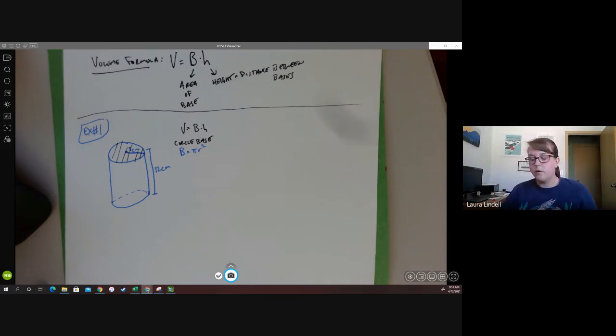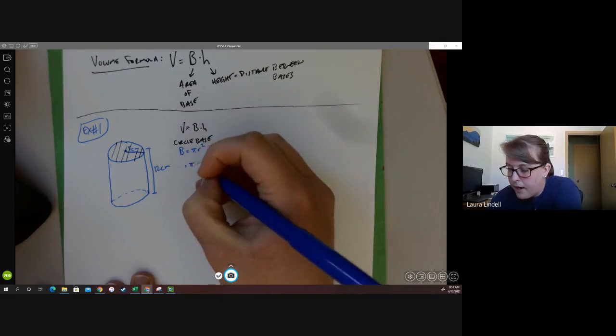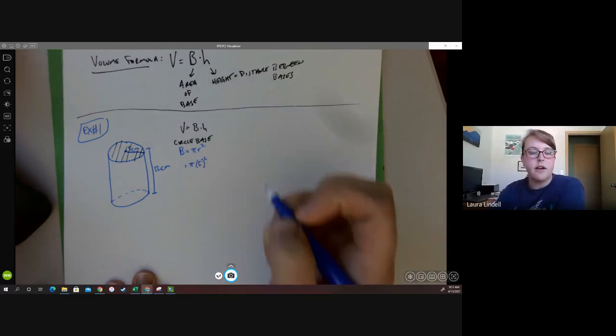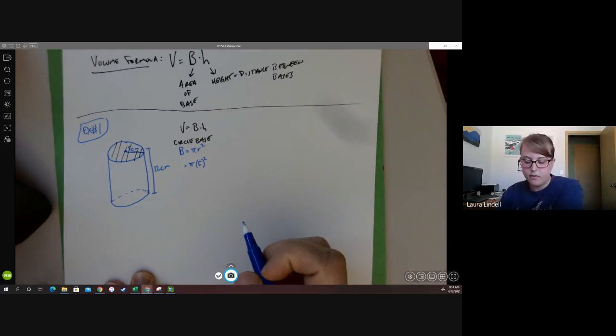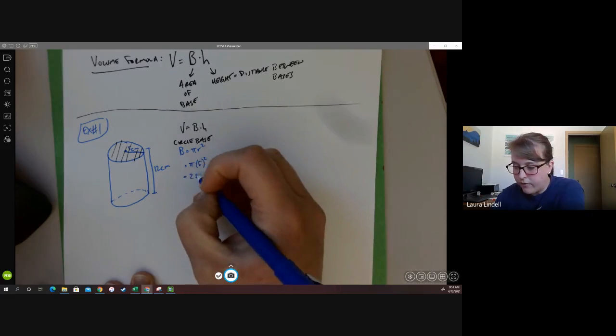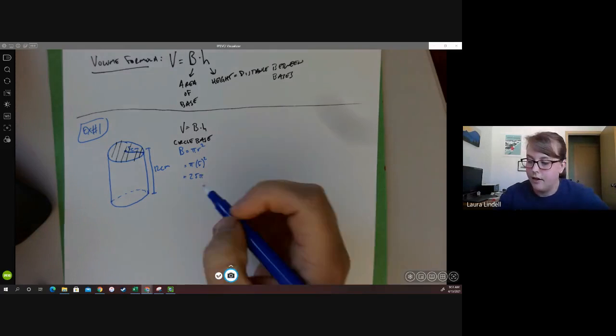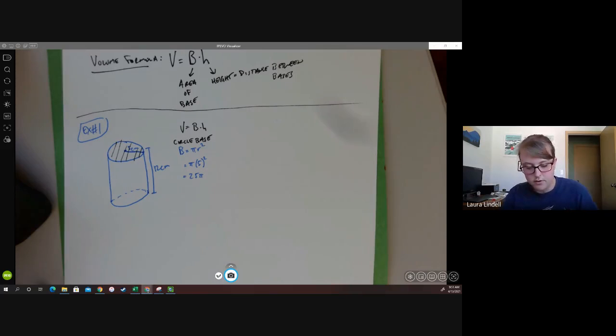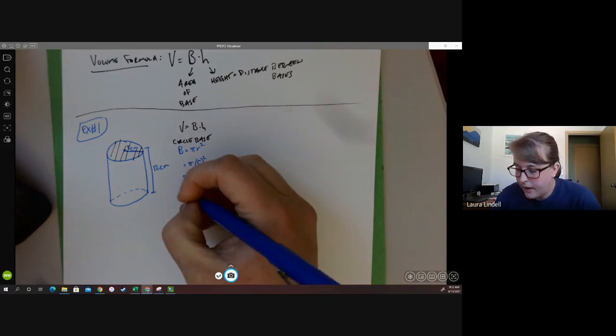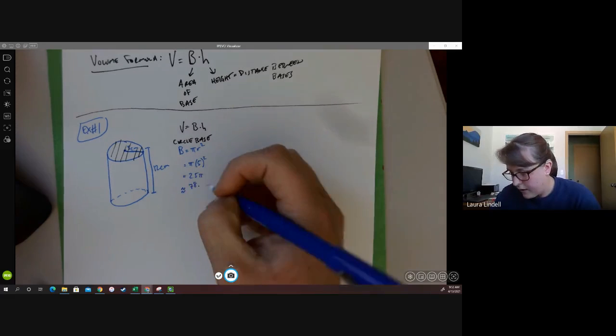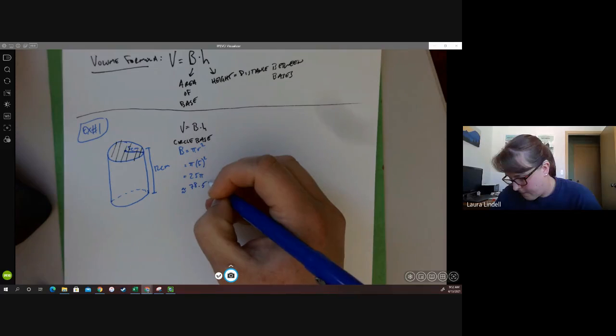All right, so we have to find the area of that circle to start with. That would be pi times 5 squared, since 5 is the radius, which would be 25 pi. Now you can leave this in exact form like this, or you can type it into the calculator, 25 times pi, and we get approximately 78.54.